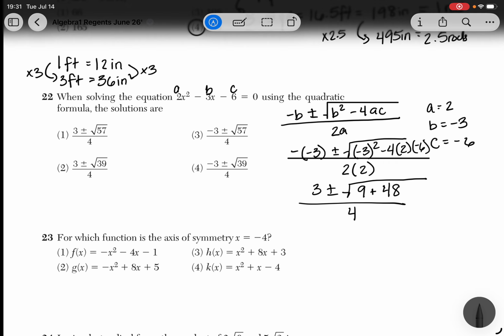9 plus 48 equals 57. So now we have 3 plus or minus the square root of 57, all over 4. So the correct answer for this one would be answer choice number 1.